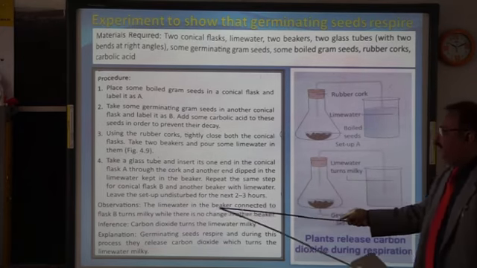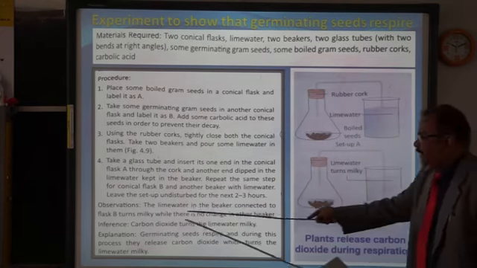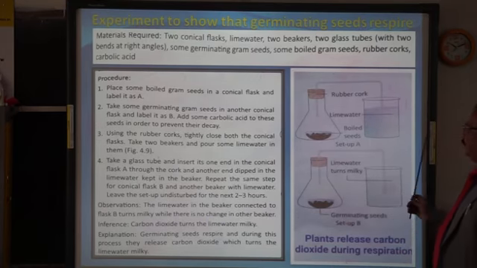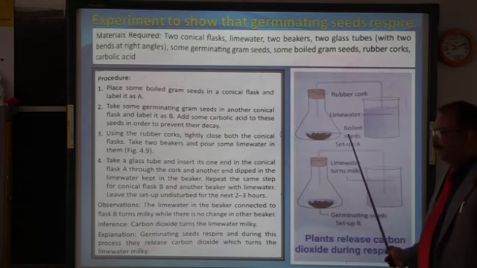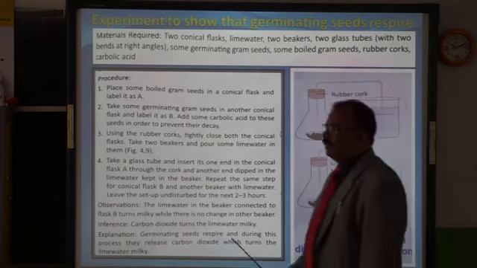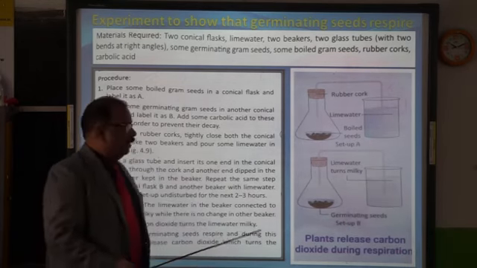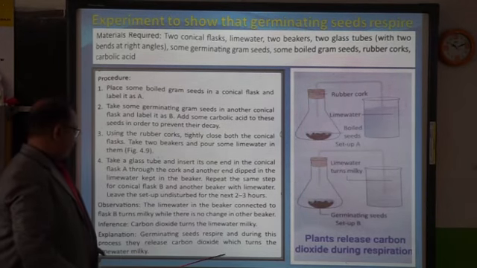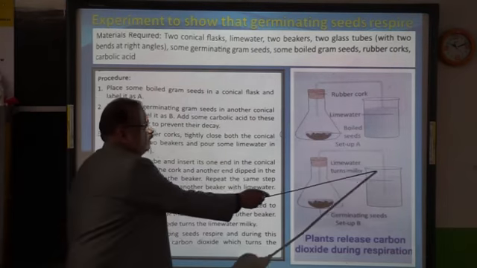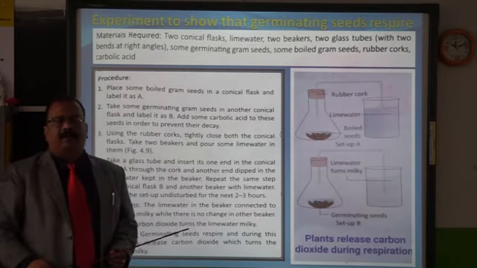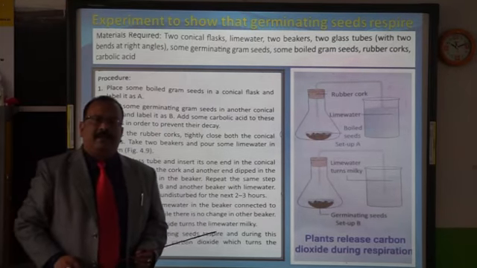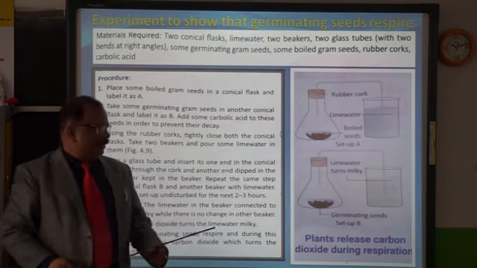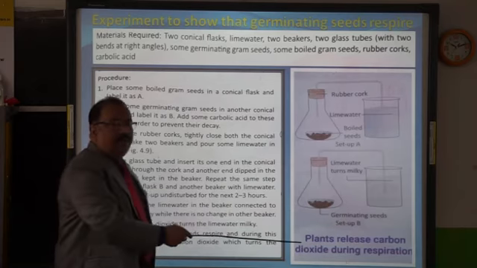Observations. The lime water in the beaker connected to flask B turns milky. There is no change in the other beaker. Here the water remains as it is, but here the lime water turns milky white. So color change is there, it turns milky. Now why has it turned milky? Because of the action of one gas. It is carbon dioxide which turns the lime water milky. You will study in chemistry that carbon dioxide turns lime water milky.